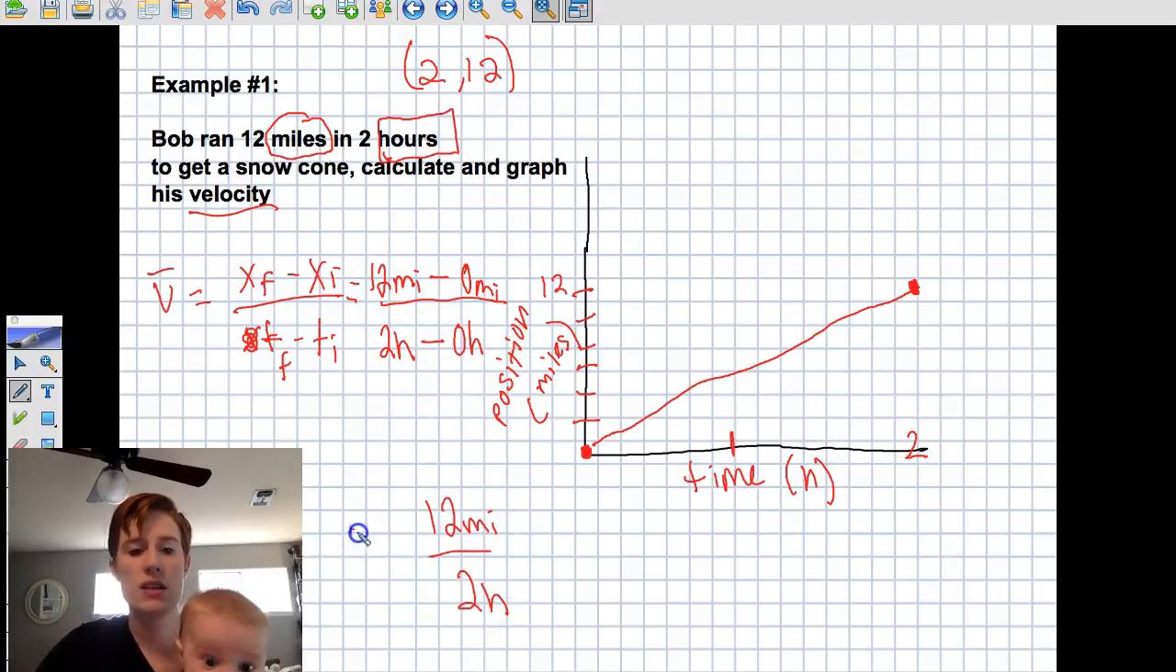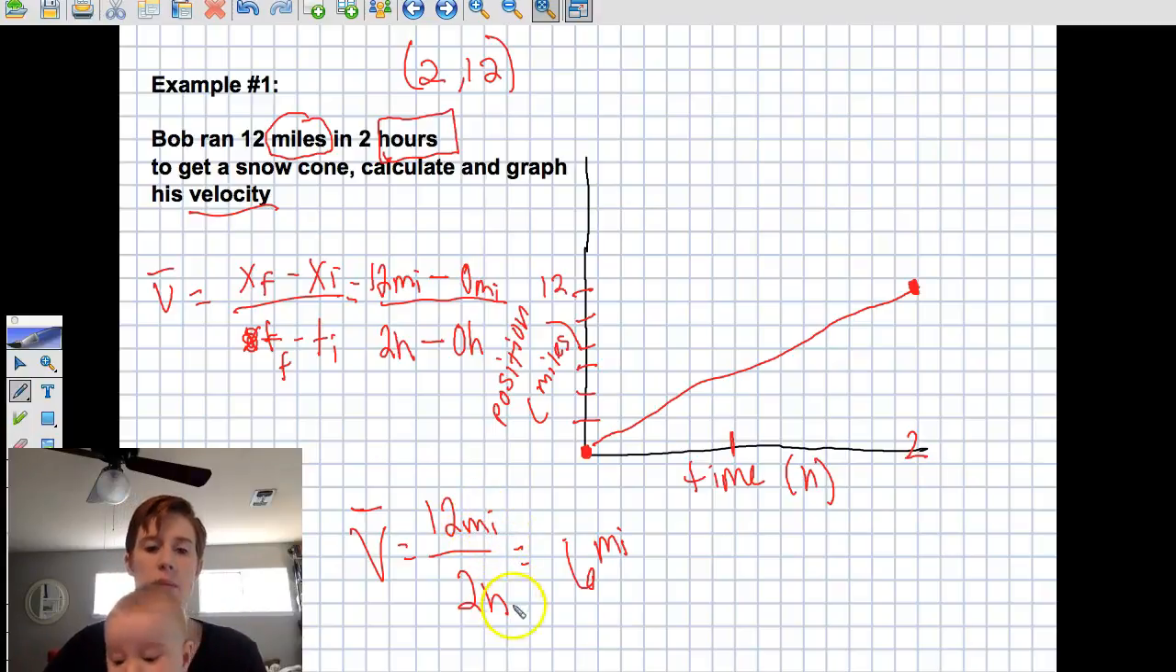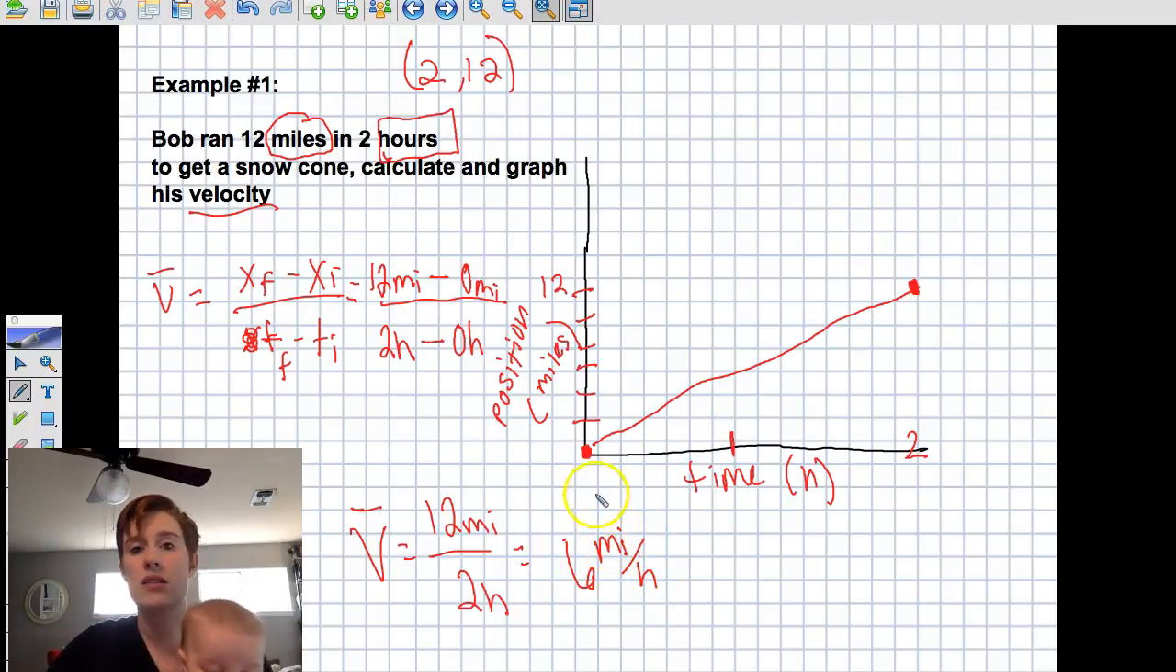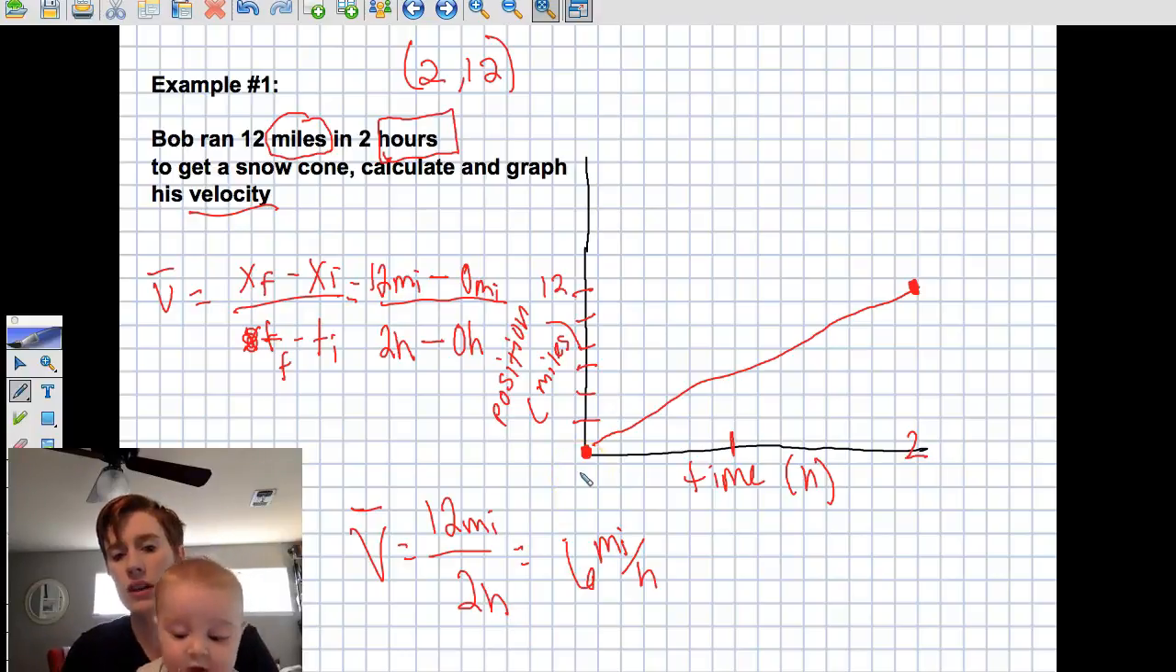So here is his average velocity. Let's go and divide them, and I'm going to end up with 6 miles. And notice what happens with these units. When a top unit is divided by a bottom unit, you can put the diagonal slash, and then the other unit on the bottom. So miles per hour looks like this. And I do MI because in physics we use M to stand for meters. So if you have miles, go ahead and do MI/H. But that is the same thing as this, miles per hour.